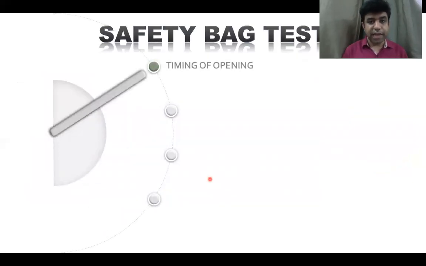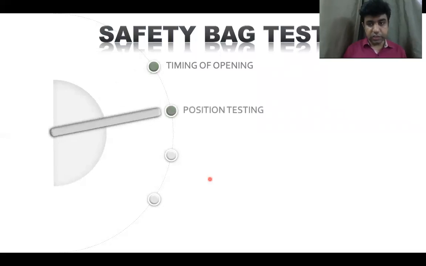We need to check the timing of opening of the bag. Whenever the crash happens, from that particular time, it just has a fraction of a second only to open the bag. So that timing is proper or not, that we need to ensure, right?